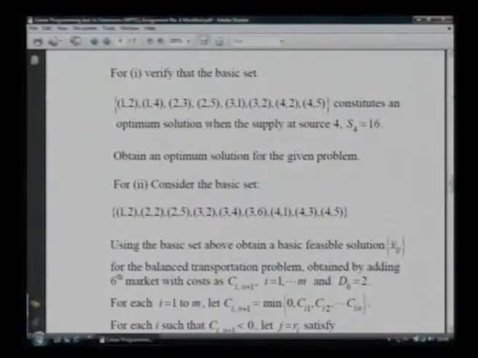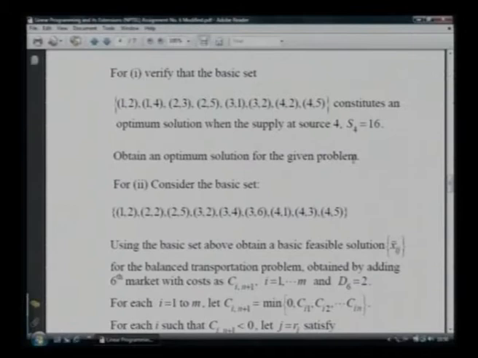For the first problem, I am giving you a basic set, and I am asking you to check whether it constitutes an optimal solution when the supply at source 4 is 16. If S4 is 16, then the sum of Si's is equal to the sum of Dj's. Then it becomes a balanced transportation problem, and you can immediately check whether the given set of cells constitutes a basic feasible solution, and then verify that they also satisfy the optimality criteria. So this is the optimal solution.